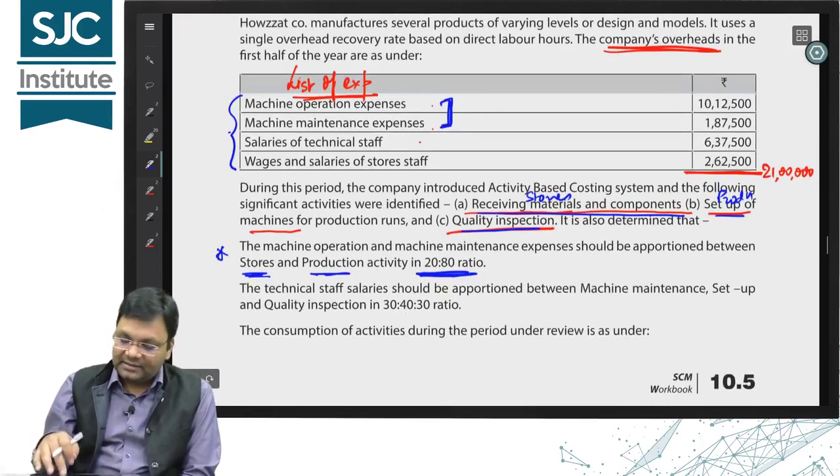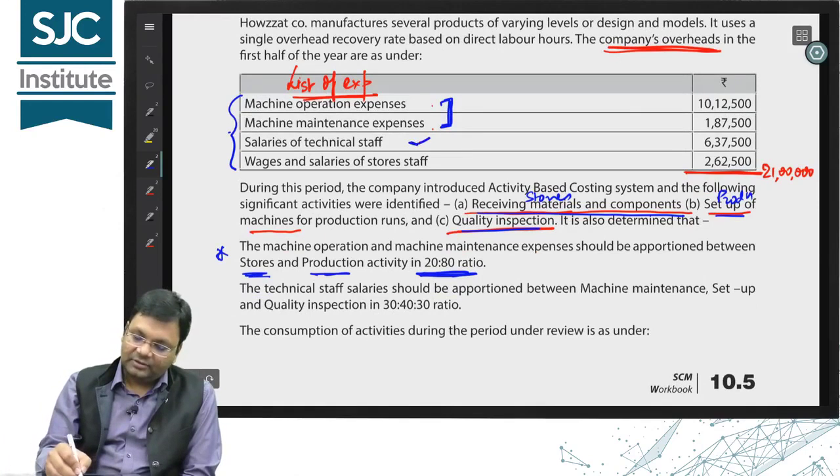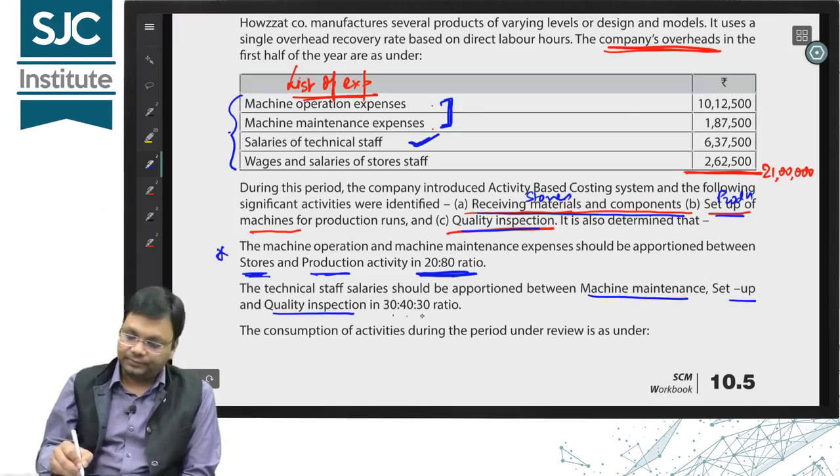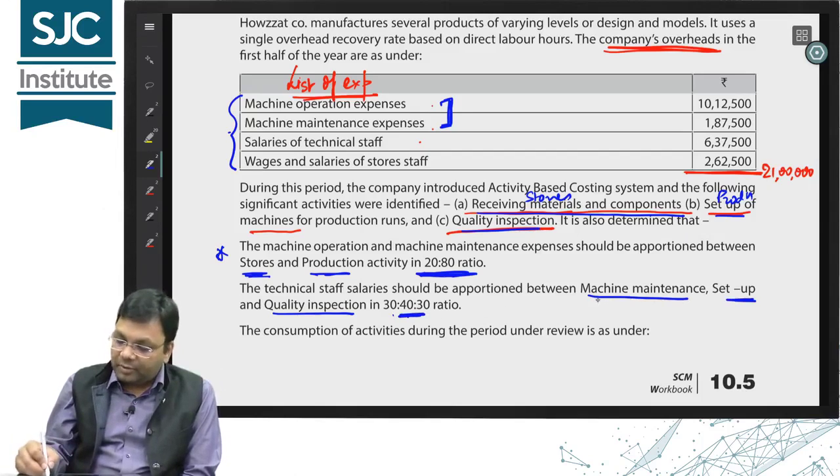Next, technical staff salaries should be apportioned between machine maintenance, setup and quality inspection in 30-40-30 ratio. So what is the new thing here? See, it is being apportioned to setup and quality inspection, that is fine, 40 or 30 it's fine. But the point is, it is also being apportioned to machine maintenance.